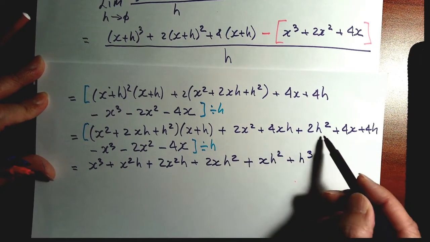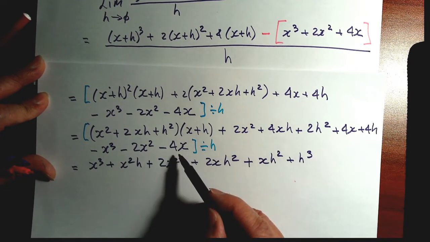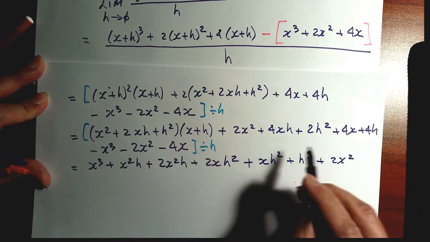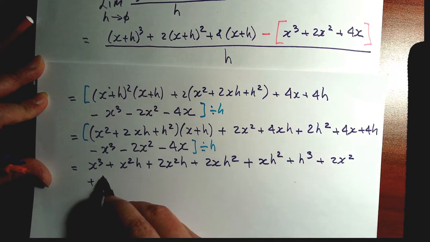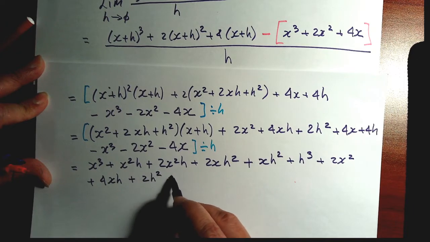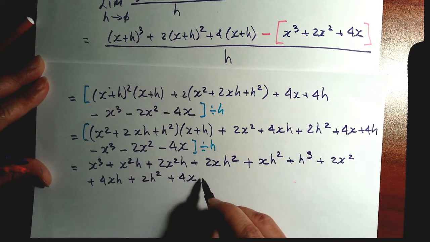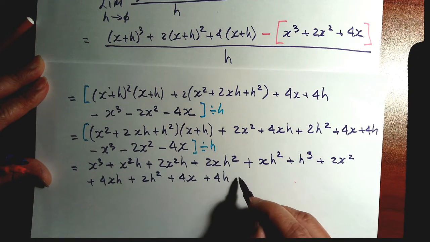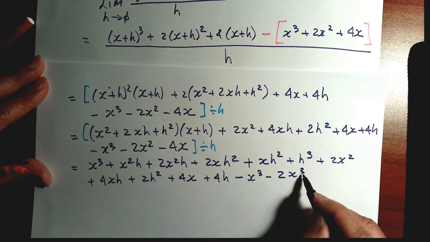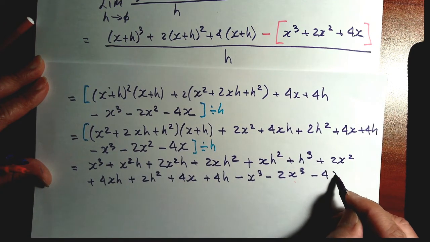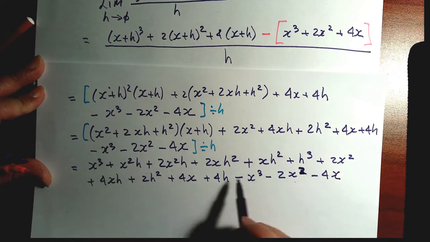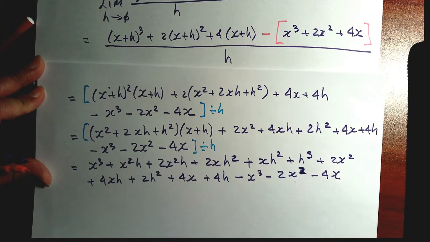And this, whatever follows here, is just copied out. So I'll just copy it out. Plus 2x squared plus 4xh plus 2h squared plus 4x plus 4h minus x cubed minus 2x squared minus 4x. Okay, x cubed minus 2x squared minus 4x.